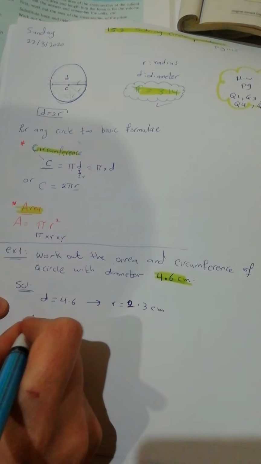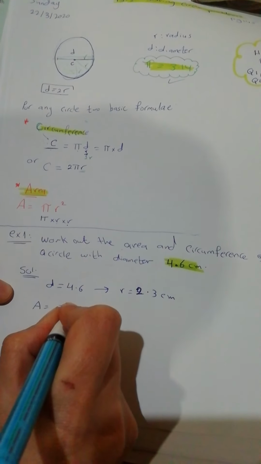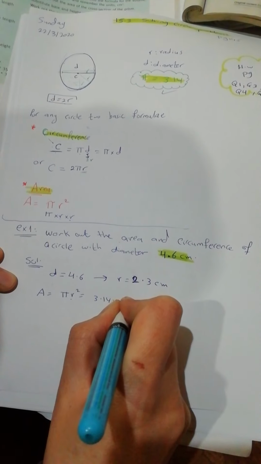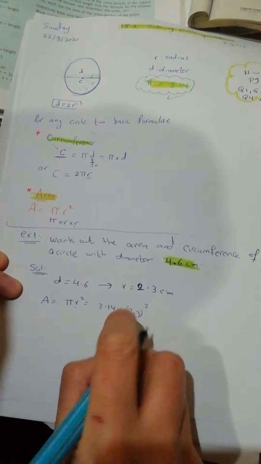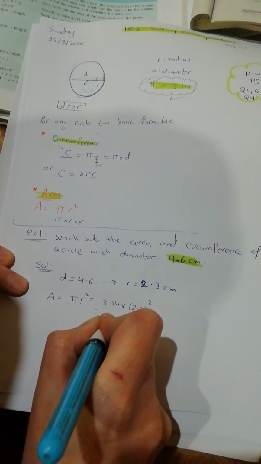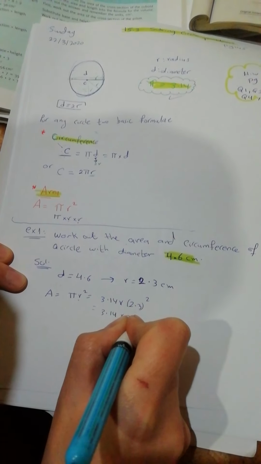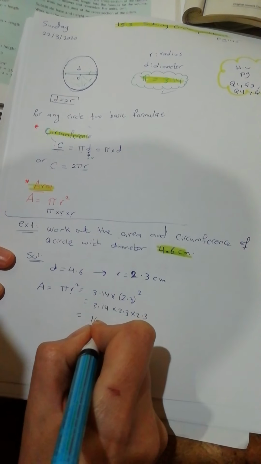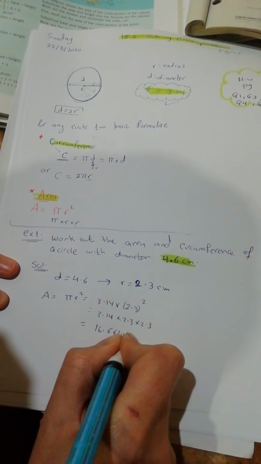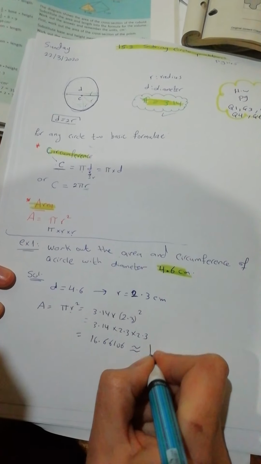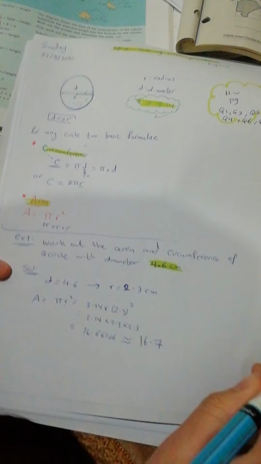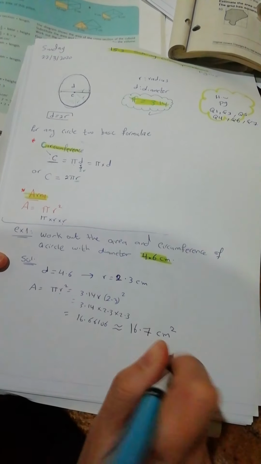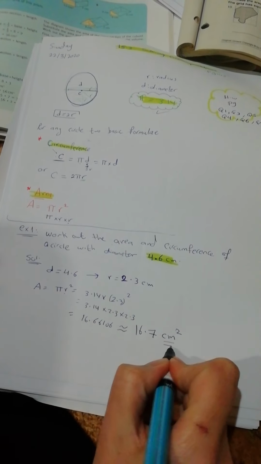Now to find the area, we need the formula pi R squared, which means 3.14 times 2.3 squared. 3.14 times 2.3 times 2.3, which is 16.66106, approximately 16.7 centimeters squared, because we are talking about area.